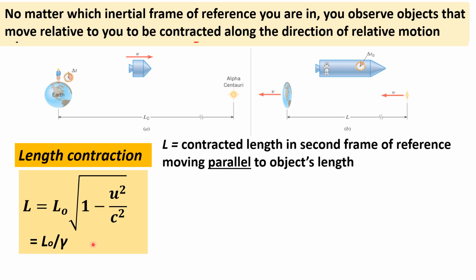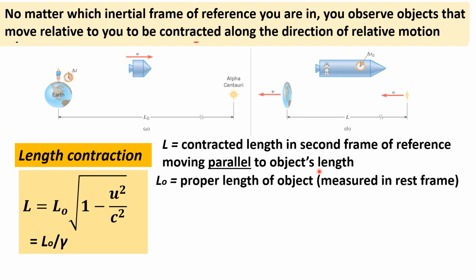Alright, so here are the definitions of these quantities. L represents the contracted length in the second frame of reference that is moving parallel to the object's length. Also, the symbol L naught represents the rest or proper length of the object, and that is measured in the rest frame.